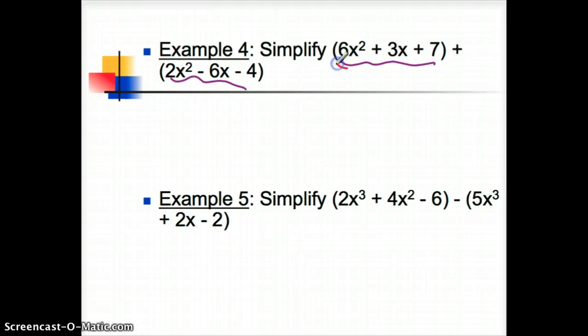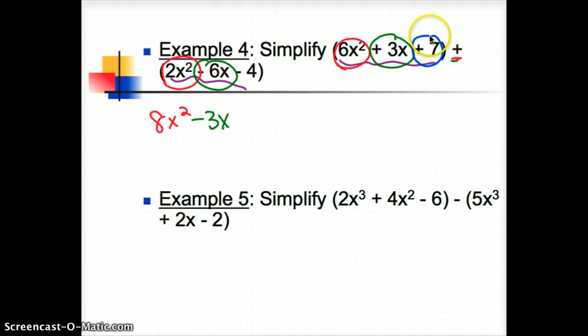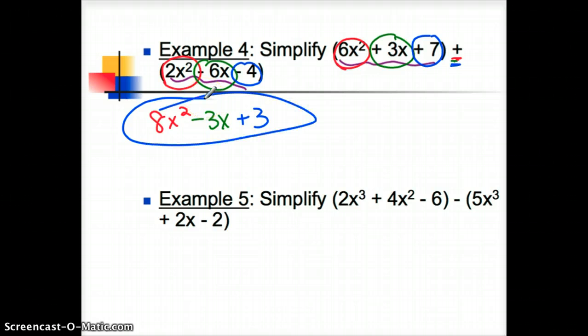I'm going to color code this. So this is 6x squared, and this is plus 2x squared. So I'm going to do 8x squared. Okay, and then I've got a positive 3x plus a minus 6x. So 3x minus 6x, that's negative 3x. Okay, and then lastly, I've got a positive 7 plus a negative 4, that's positive 3. And I've combined all my like terms, and if I wanted to, I could say, hey, yeah, this is a quadratic trinomial.